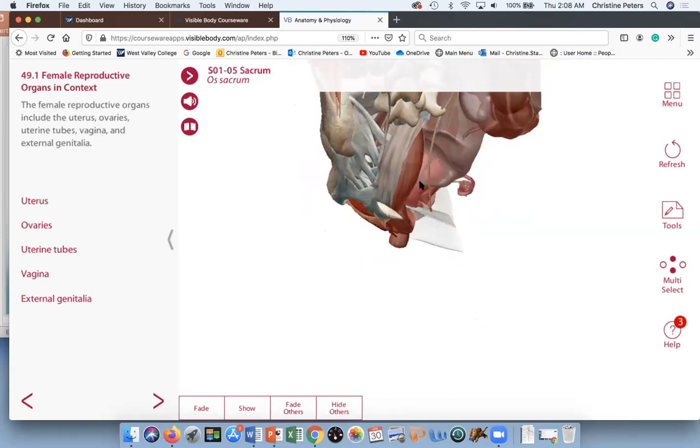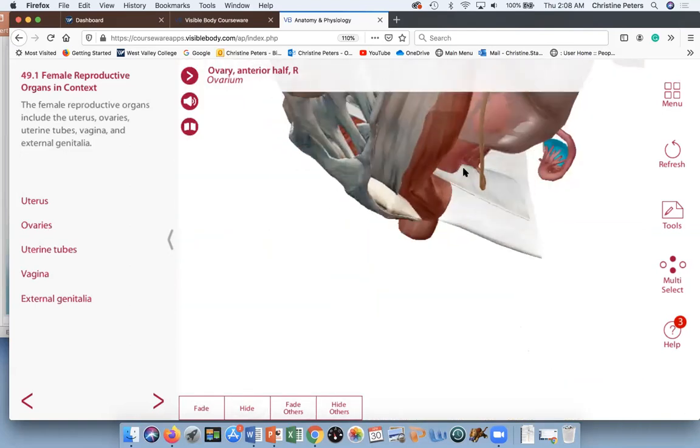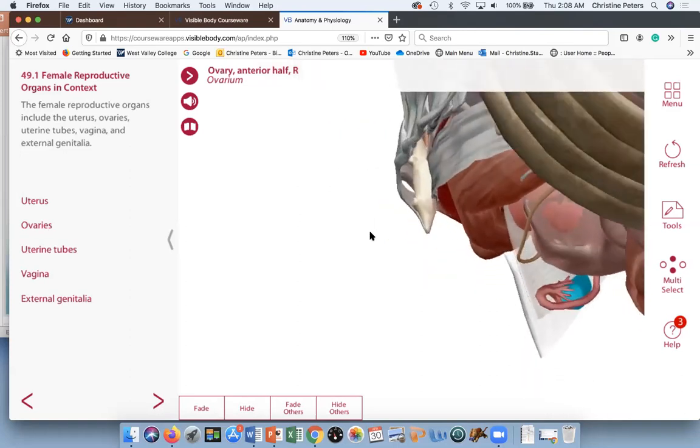So if I'm standing back here and looking forward and down on my uterus, notice the fallopian tube sits anteriorly, and then I have my ovary sitting behind it, in that little cup of the fallopian tube. This is the fimbriae, and there's the ovary. I can zoom in on that a little bit and move it around so you can see better.